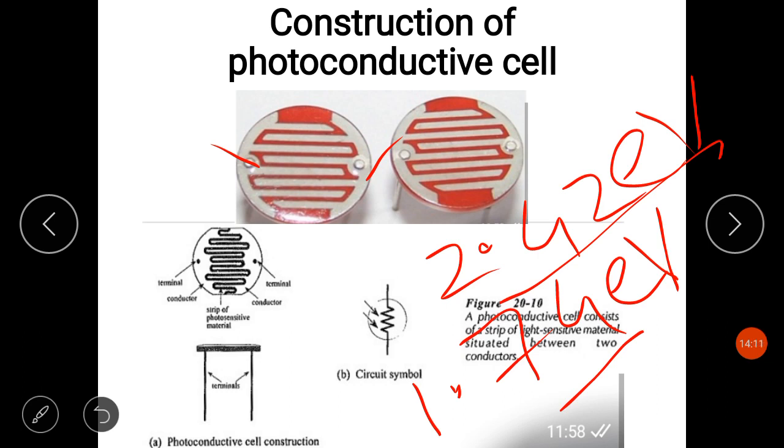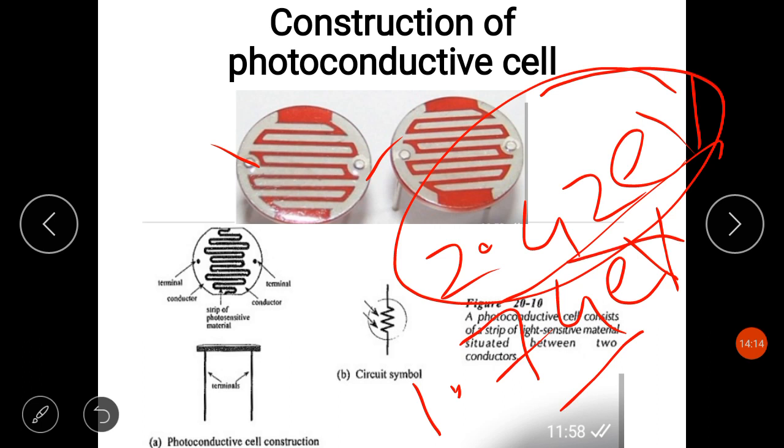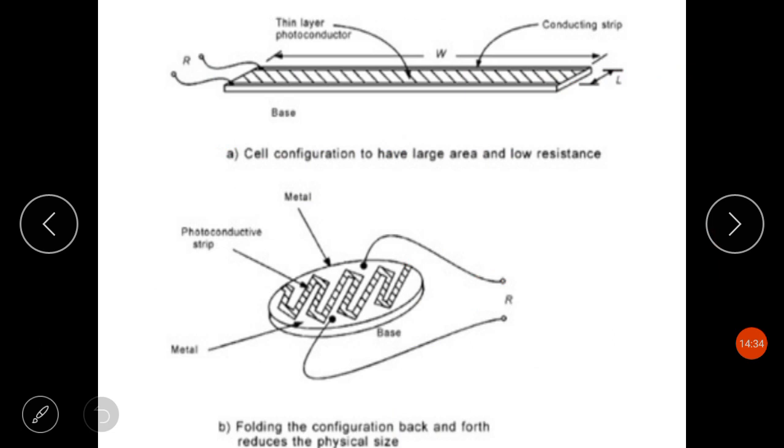So what is happening? Because of the large band gap of photoconductive semiconductor materials like cadmium sulfide and cadmium selenide, their resistivity is very high, which will make the resistance of the bulk samples much higher than that required for practical applications. Now, what do we need to do? We need to overcome this problem. We need to reduce the resistance in such a way that it is appropriate for practical applications.